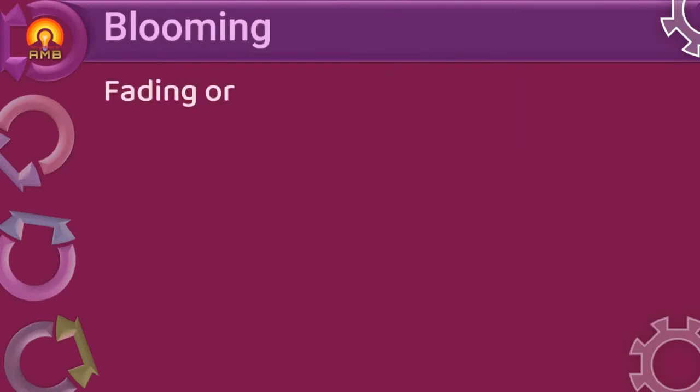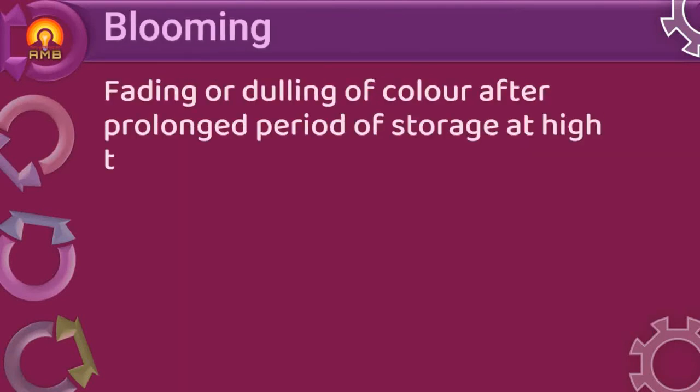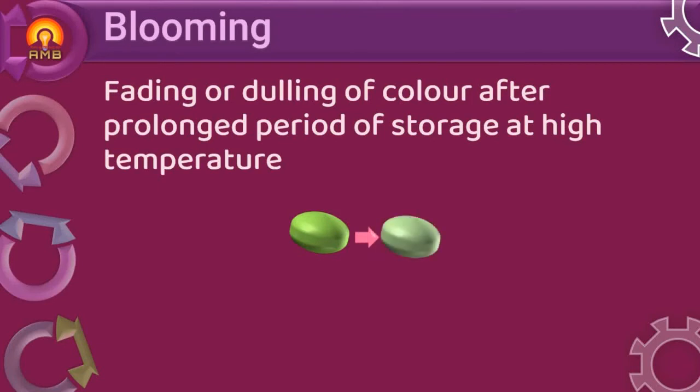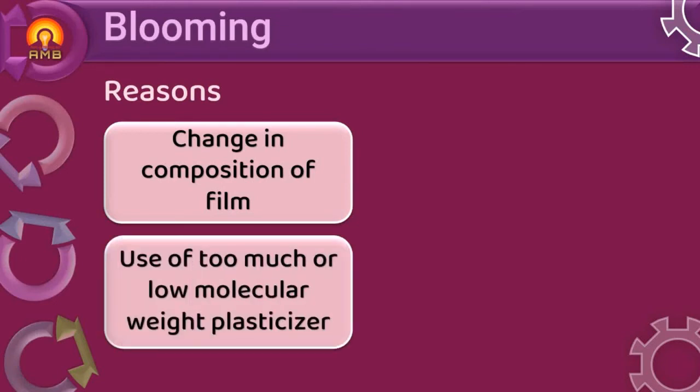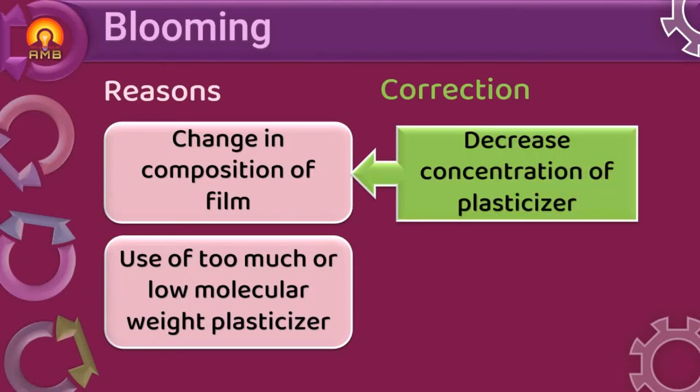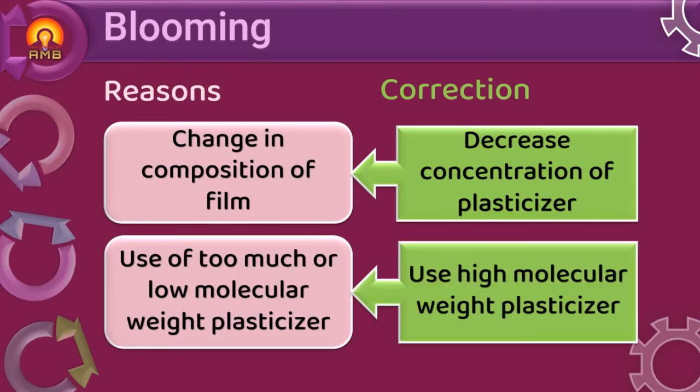Next defect is blooming. Blooming is the fading or dulling of color after a prolonged period of storage at high temperature. It may take place due to change in composition of the film or use of too much plasticizer or use of plasticizer with low molecular weight. It can be corrected by decreasing the concentration of plasticizer in the polymer or using plasticizer with high molecular weight.